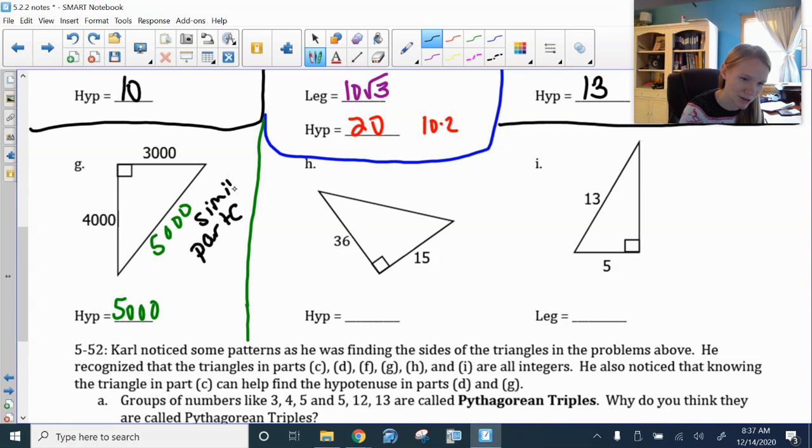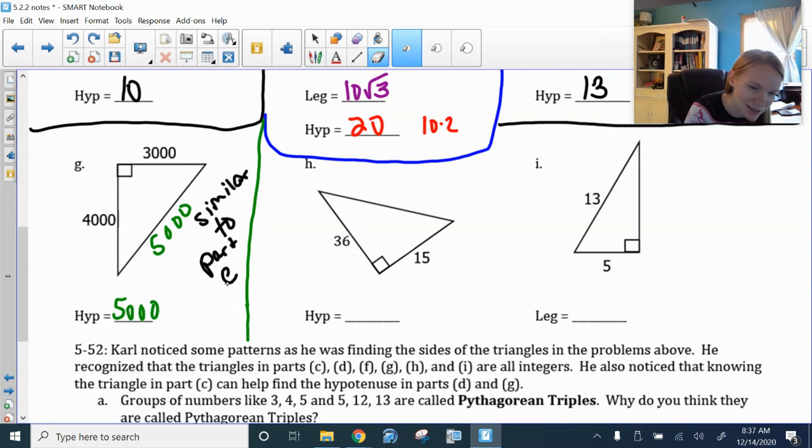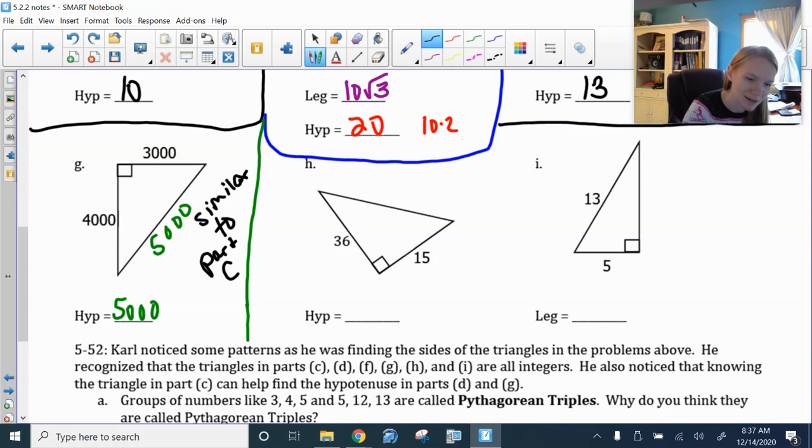I'm just going to say similar to part C. That looks like an E. My C's get curvy. There we go. How about H?